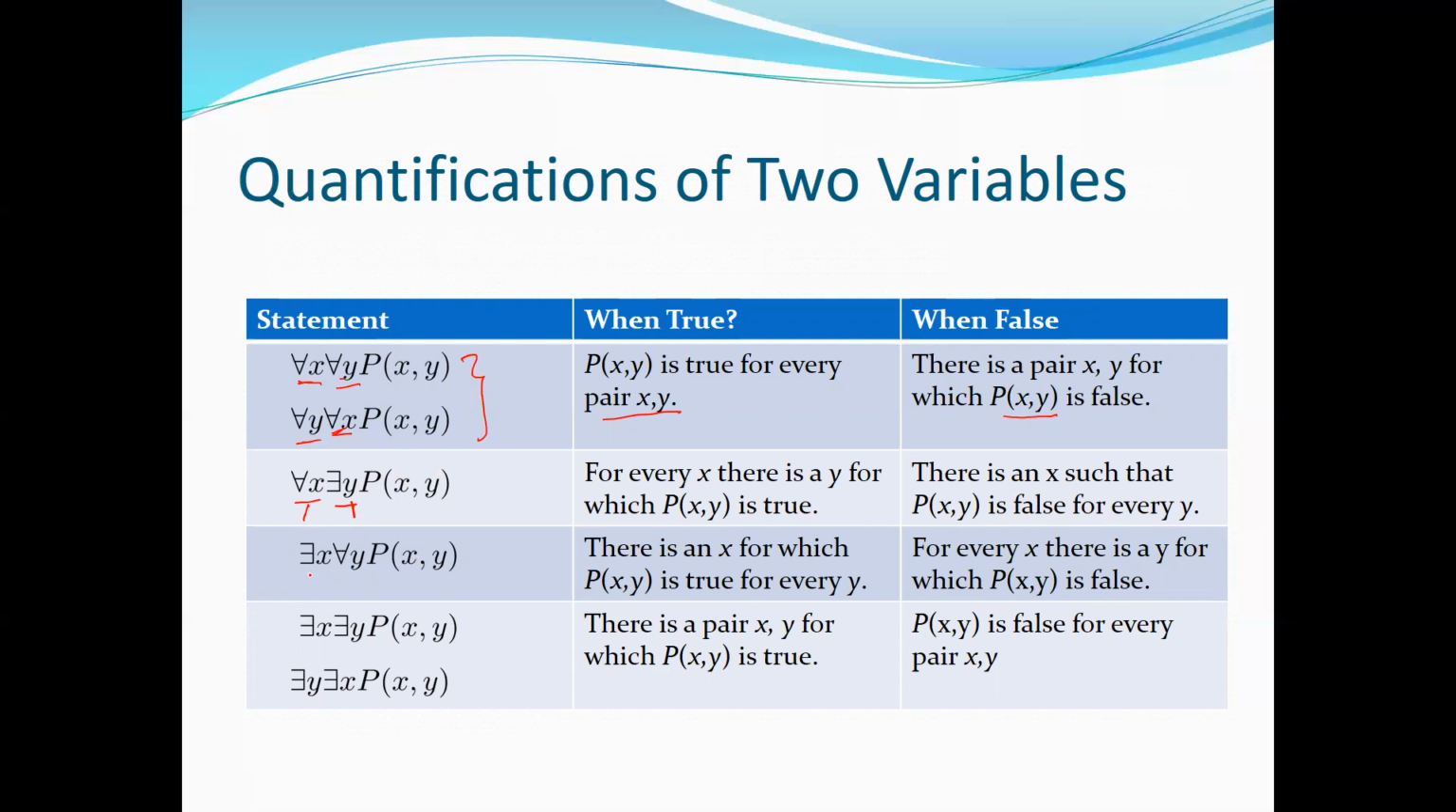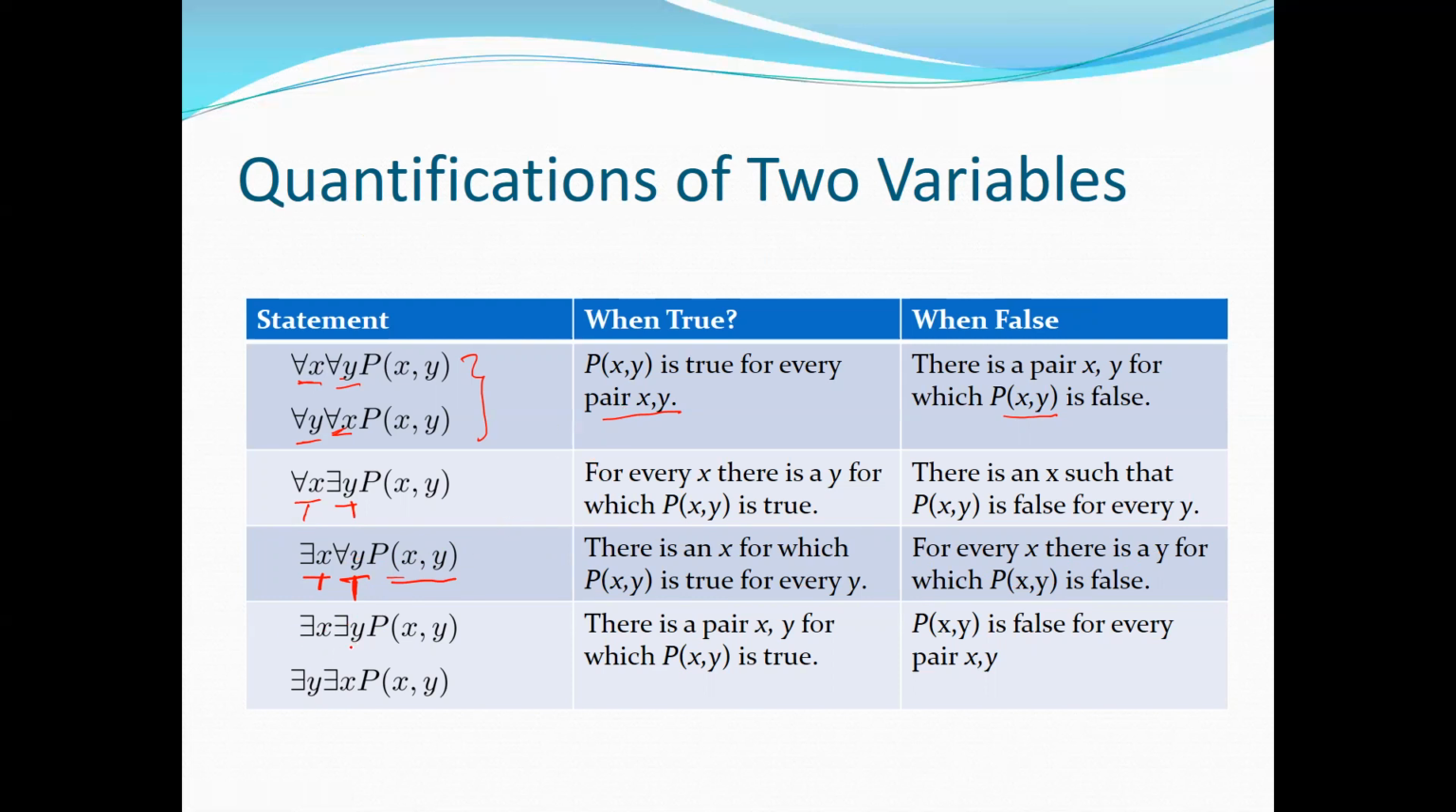Another statement: there exists some x for all y, P of x comma y, right? When will it be true? There is an x for which P of x comma y is true for every y. So there is an x, and P is true for all the values of y. Only then will it become true. Otherwise, for every x there is a y for which P is false. If for any single value of x it becomes false, this will be considered false. It should be true for all the values of y, then it is true. If it is false for any value of y, this becomes false, right?